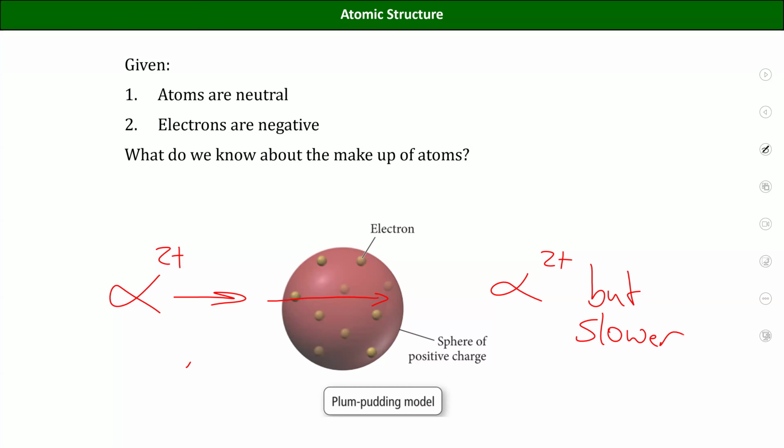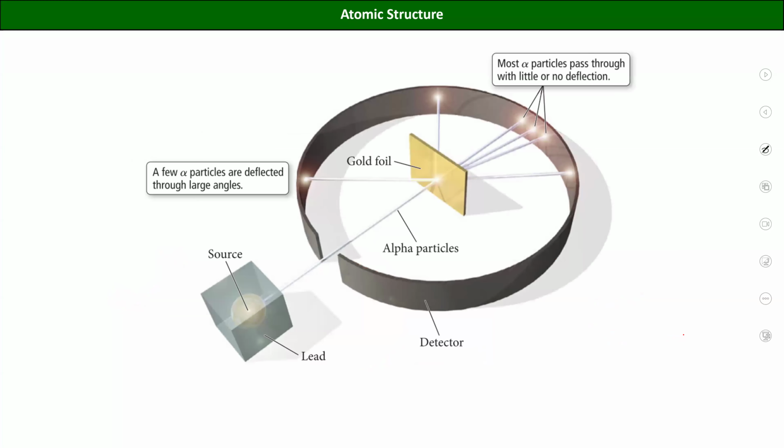So they said, okay, well, here's what I'm going to do. I'm going to make this gold foil. I'm going to fire these alpha particles at it, and I'm going to measure how fast they're going right before they hit it, and right after they hit it. And what I expect to see, the hypothesis was, there's still going to be alpha particles. They're going to be moving in the same straight line, just a lot slower. Turns out that's not what actually happens.